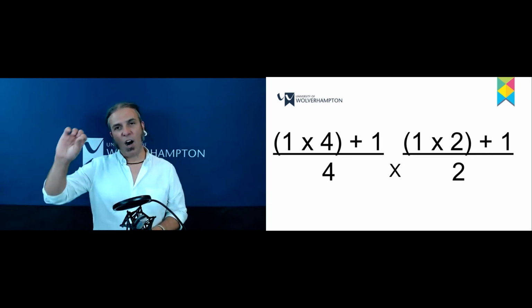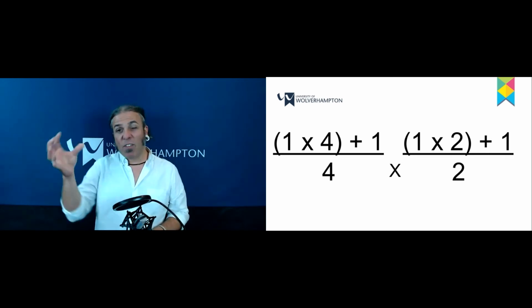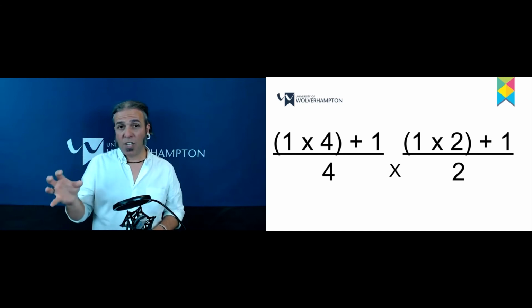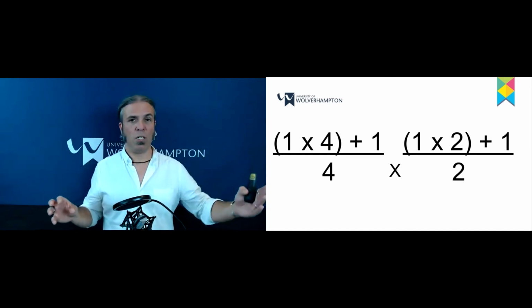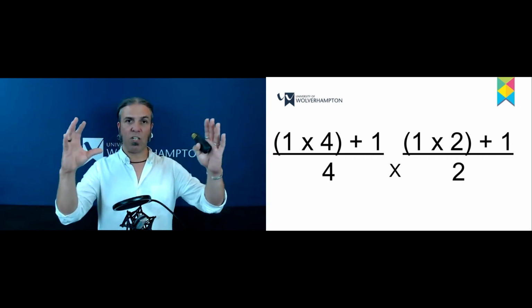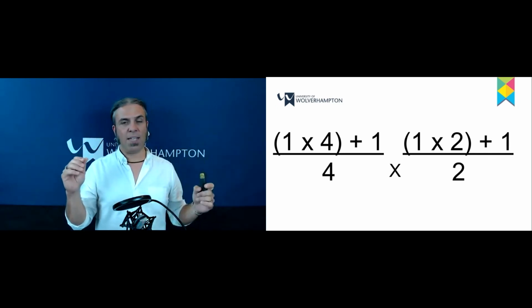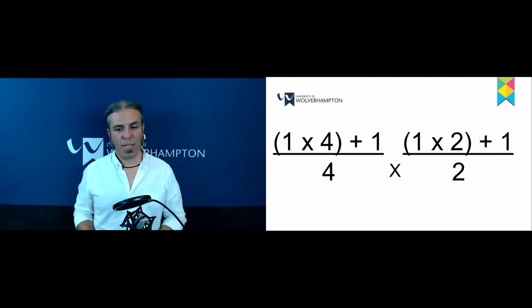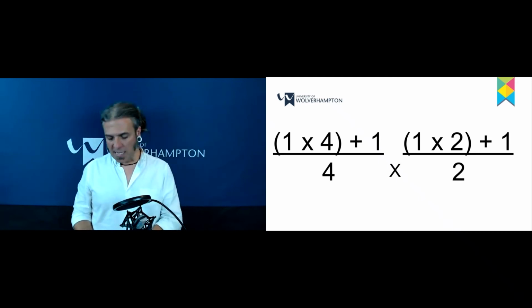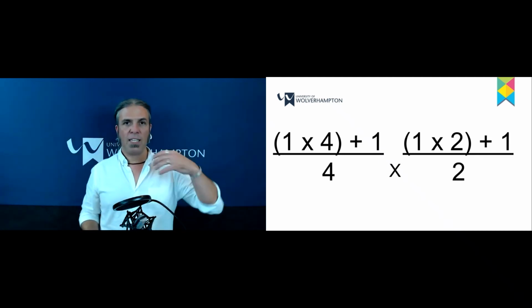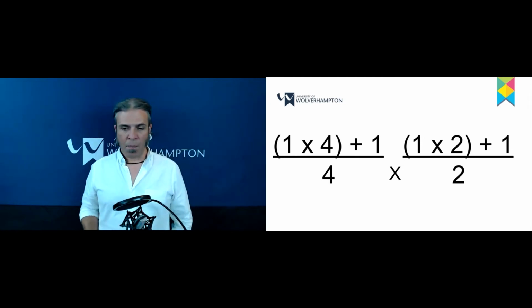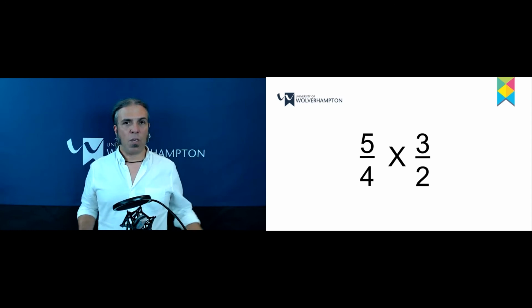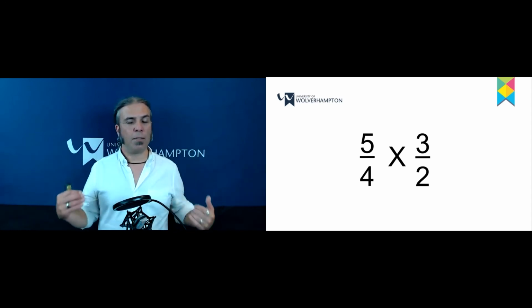I know we've got a denominator of 2, so I need to multiply that by the whole number, which of course was 1. I put that on the top in brackets again, just like on the left-hand side. Then I can just add that to the numerator, which is easy. Then I can do that math and get my improper fractions. You can see I end up with 5 over 4 multiplied by 3 over 2.